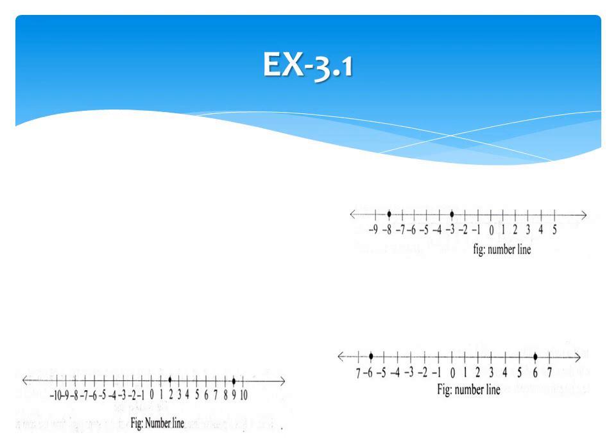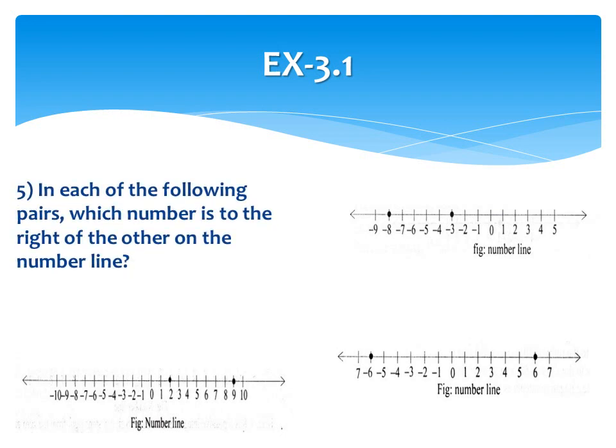So next math, exercise 3.1. For each of the following pairs, which number is to the right of the other on the number line? The first pair is 2, 9; second 0, minus 1; minus 6, 6. So the solution of A, 2 and 9, that is positive. We will draw a number line and we will mark the positive 2 to 9. That is the right of the other on the number line.